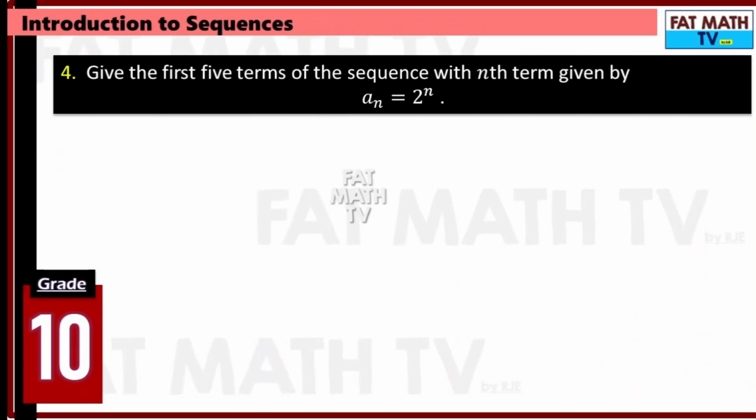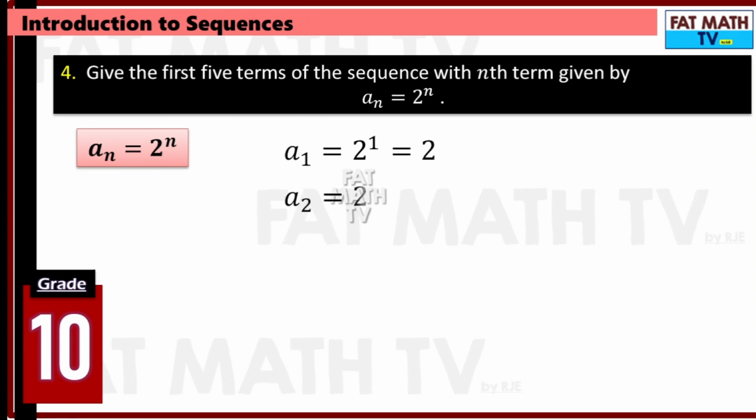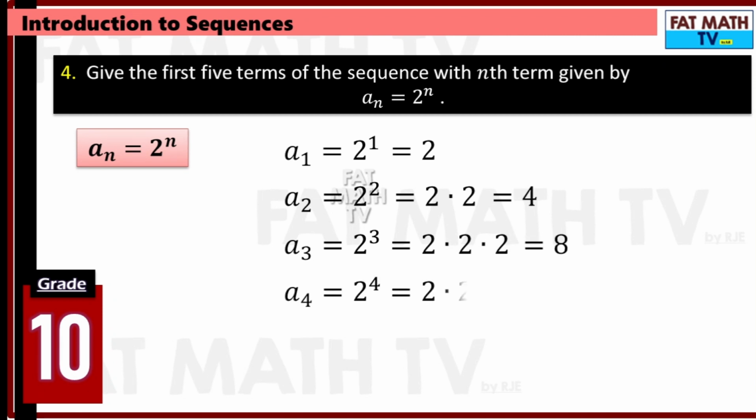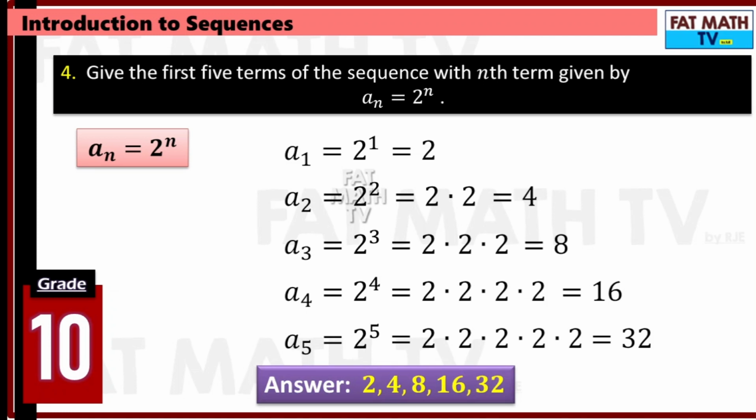So the first 5 terms are negative 3, negative 7, negative 11, negative 15, and negative 19. Example number 4, give the first 5 terms of the sequence with nth term given by a sub n equals 2 raised to n. So 2 raised to n, just replace n with 1, 2, 3, 4, 5. So 2 raised to 1 is 2, 2 raised to 2 is 4, 2 raised to 3 is 8, 2 raised to 4 is 16, and 2 raised to 5 is 32. So the first 5 terms are 2, 4, 8, 16, and 32.